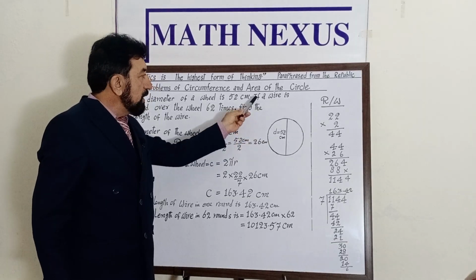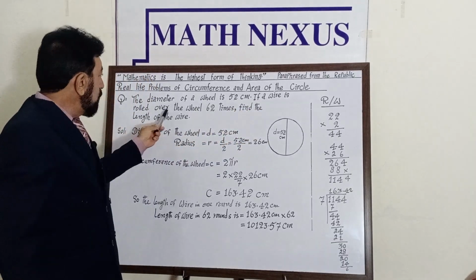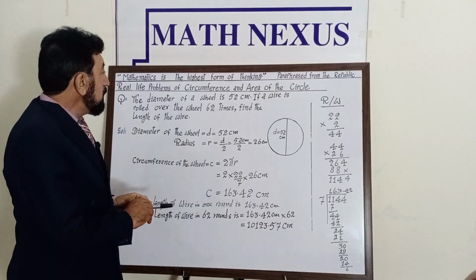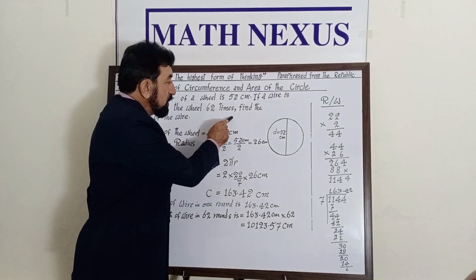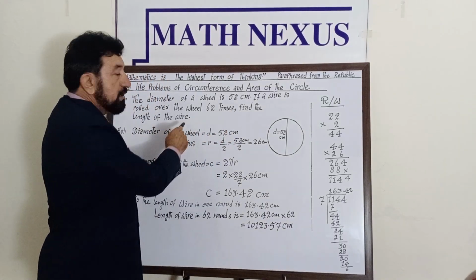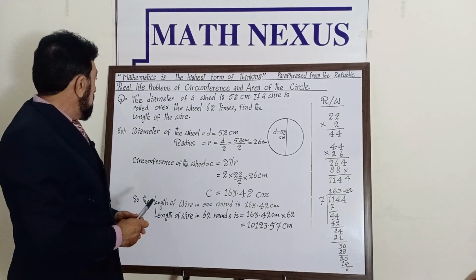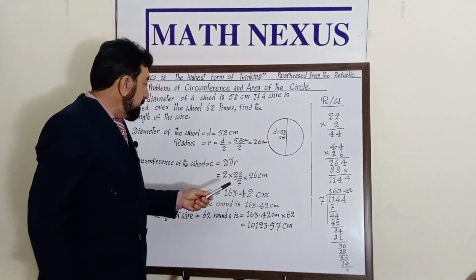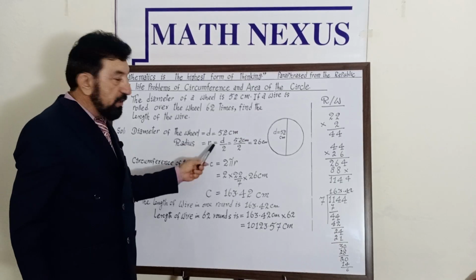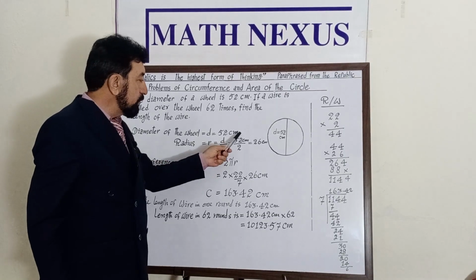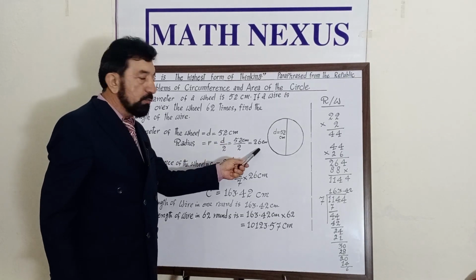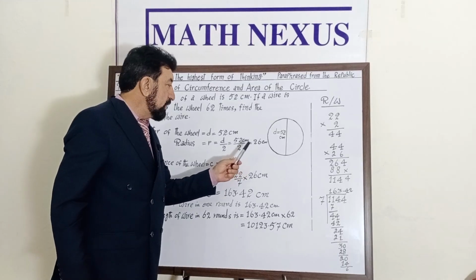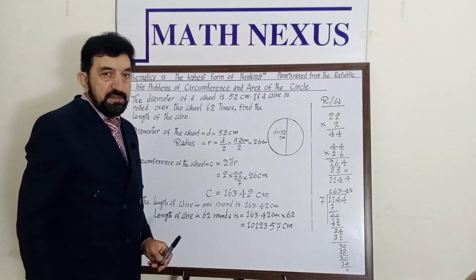The question, the diameter of a wheel is 52 centimeter, already given. If a wire is rolled over the wheel 62 times, find the length of the wire. Diameter of the wheel d equal to 52 centimeter. Radius r equal to d upon 2 equal to 52 upon 2, this is equal to 26 centimeter. It means radius equal to 26 centimeter.